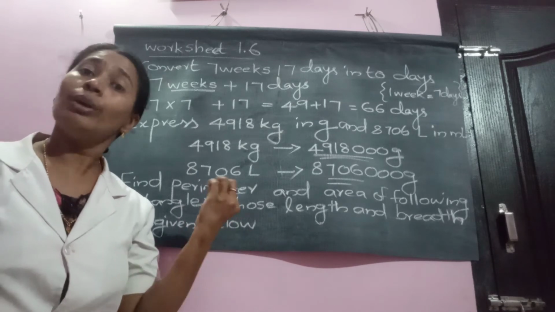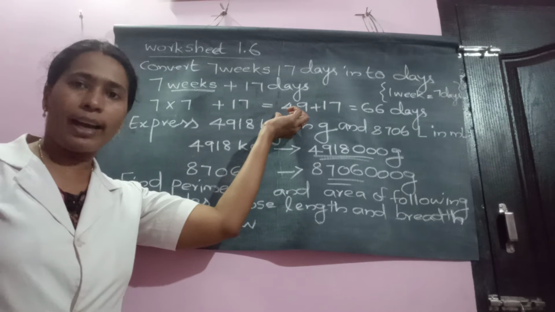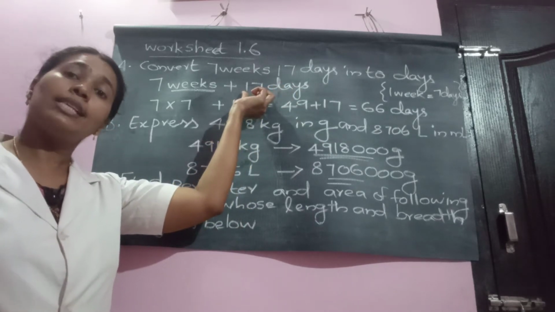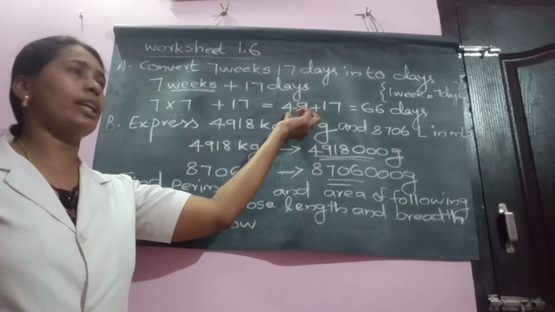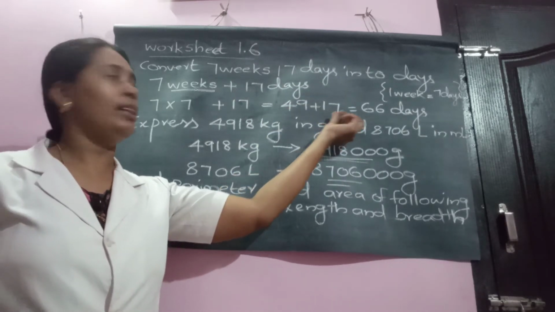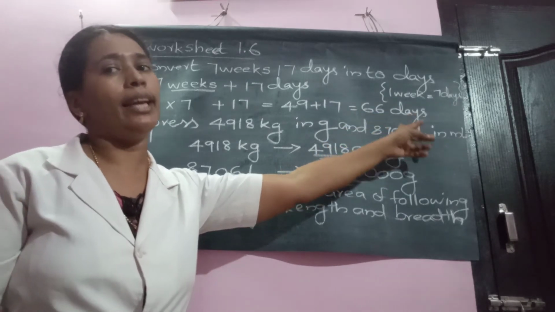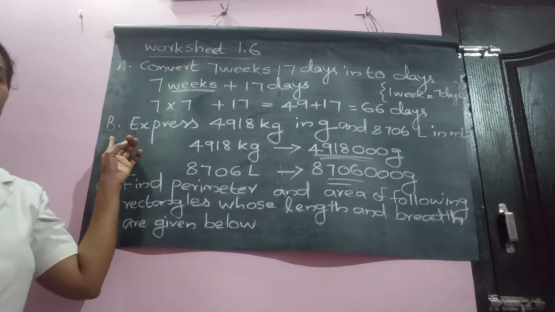So 7 weeks equal to how many days? 7 into 7, that is 49 days. And how many days are already given in the question? 17 days. So we can add 49 plus 17, which is equal to 66 days. Okay, let us move to B.